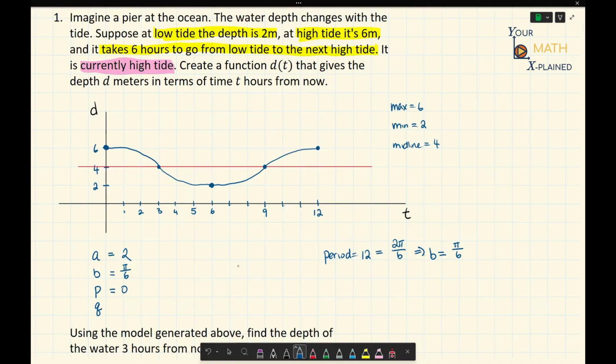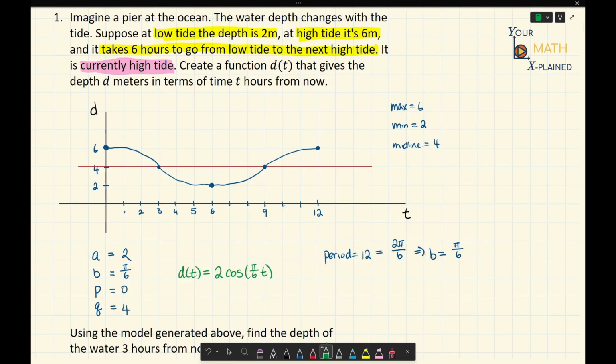Next, the Q value is going to be the midline, which we've calculated above to be equal to 4. And now we're ready to put this all together and write down our function. So our function here is going to be d of t is equal to our a value, which is 2, times our function, which we've selected, cosine. And our b value here is pi over 6 multiplied by t.